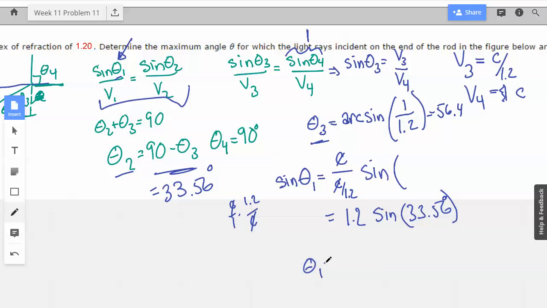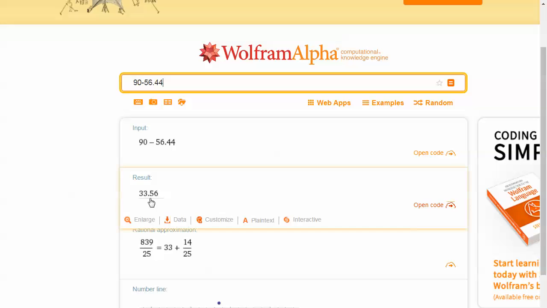So now theta 1 will be the arc sine of 1.2 times the sine of 33.56 degrees. Okay, I think that's right. So maybe I can just click on this guy. Pops up, maybe. Does that work? Oh, it's not that complicated, Wolfram. You don't have to do this much thinking.